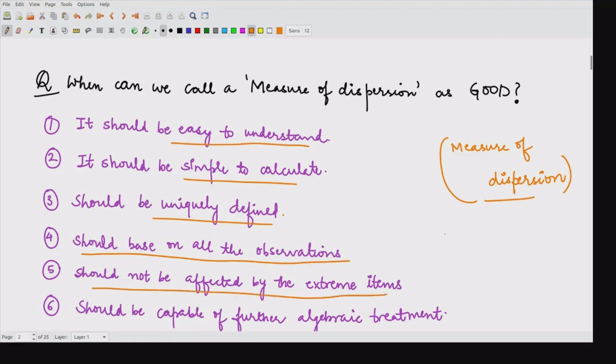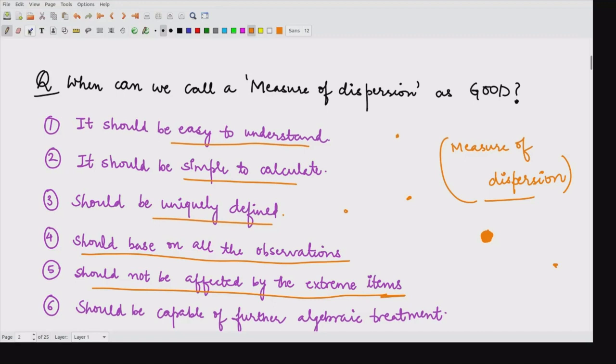Extreme values means, for example, this is the mean and the extreme values are lying very far away from this particular mean. So you can say the extreme values are the highest and the lowest value of the given data. So by changing those extreme values, the measure of dispersion should not vary.